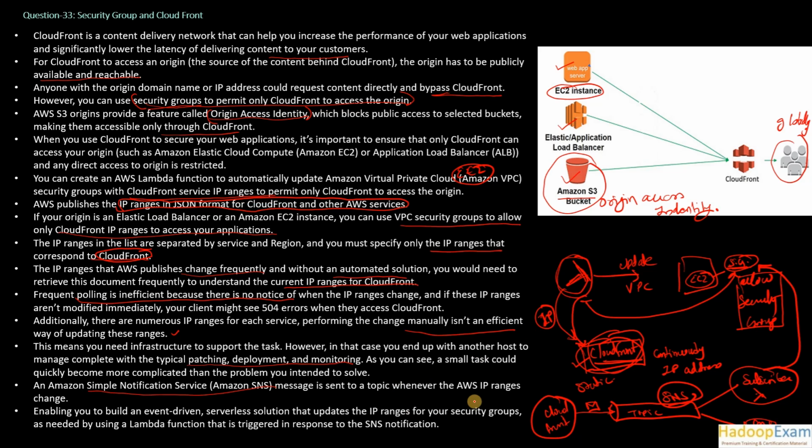A message is sent to the topic whenever the AWS IP ranges change. That is a very important concept. You may get a question on which service to use to configure this Lambda. SNS is what you would use for listening to the IP range changes for CloudFront. Very important point. Remember, this enables you to build an event-driven, serverless architecture. You don't need any EC2 instance, just a Lambda function whose code you upload to Amazon, and it is triggered as soon as changes occur, updating the IP ranges for your security groups.